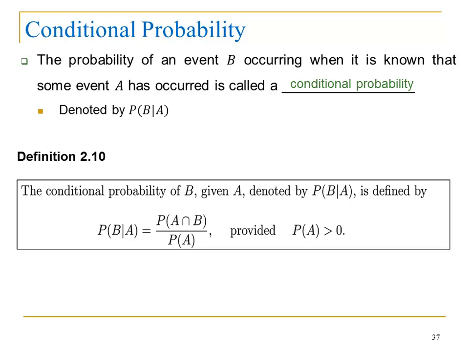Okay, and we have a definition for such type of problem. So the conditional probability of B, given that event A already happened, is denoted by this notation. The probability of that event, given that A happened, is defined by this notation. So we look at the intersection of the events divided by the probability of the event that occurred. Okay, and that probability of event A is always greater than 0.